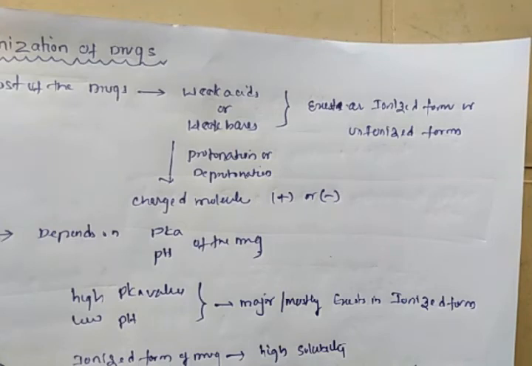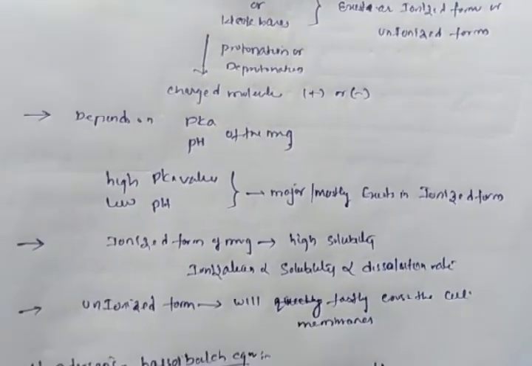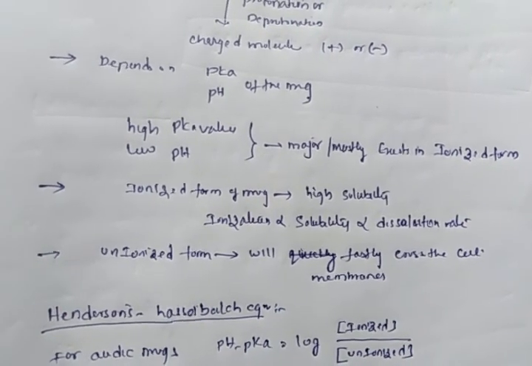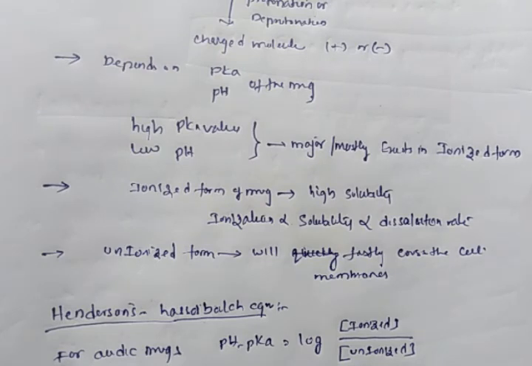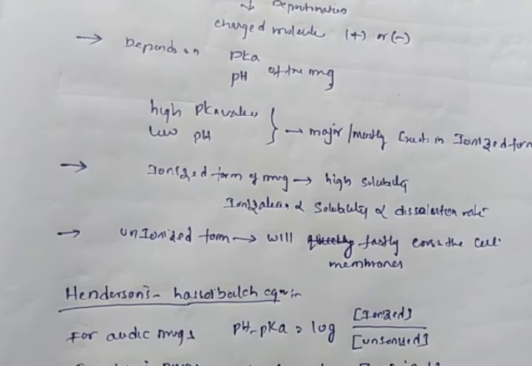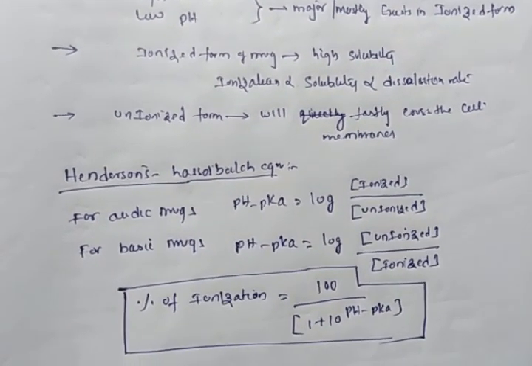So ionized drugs favor the solubility of the drug molecule and, indirectly, the dissolution rate. Okay, the unionized form will otherwise quickly cross the cell membrane. So in order to predict the ionization, we will use the Henderson-Hasselbalch equation. For acidic drugs, pH minus pK is equal to log of the concentration of the ionized form to the unionized form of the drug. For basic drugs, pH minus pK is equal to log of unionized to ionized, and the percentage of ionization is equal to 100 divided by 1 plus 10 to the power of pH minus pK.